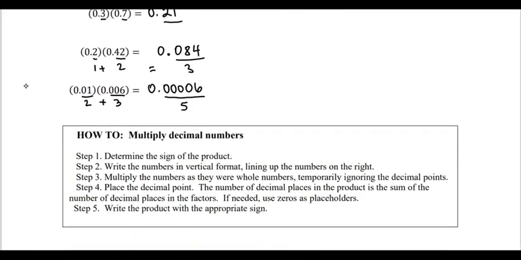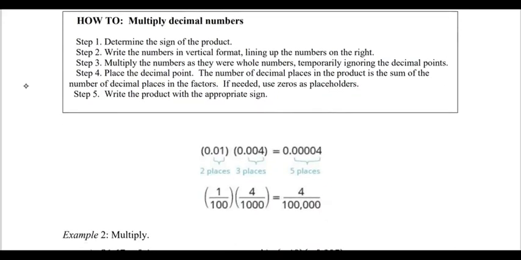So now we're ready to formalize this rule to multiply decimal numbers, because we're going to be multiplying positive and negative numbers. In step 1, we need to determine the sign of the product. So once we have the sign, we write it in our answer, and then we start multiplying the numbers. Write the numbers in vertical format, lining up the numbers on the right. We don't have to worry about the decimal point here. We're just going to line up the last digit with the last digit. Step number 3, multiply the numbers as if they were whole numbers, temporarily ignoring the decimal points.